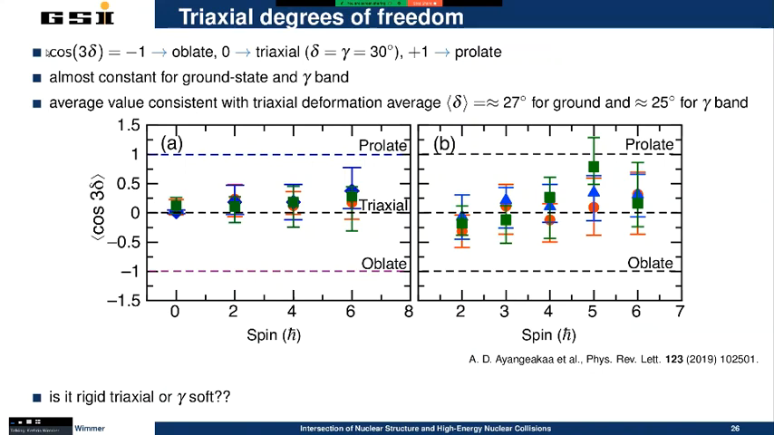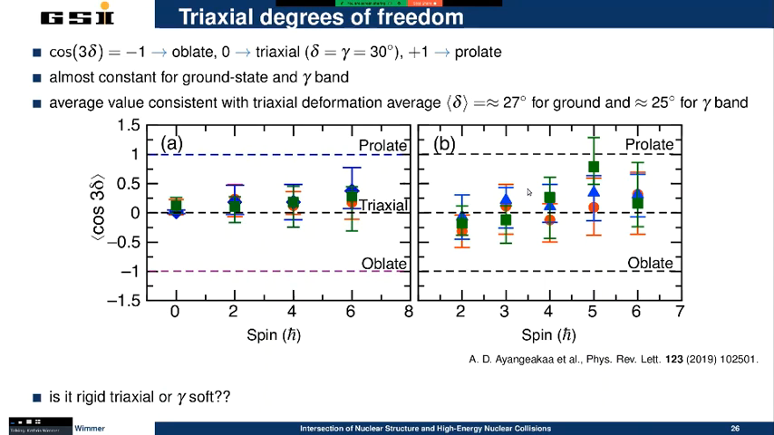They also then extract this cos 3 delta, which is sensitive to the nature of the triaxial degree of freedom. So if cos 3 delta is -1, then this is oblate. So oblate is the Mandarin orange. If it's 1, then it's prolate, the lemon, and the triaxial are in the middle. So they find that again both the ground state band and the gamma band are consistent with a triaxial deformation of 27 degrees or 25 degrees, and it's roughly independent of the spin.